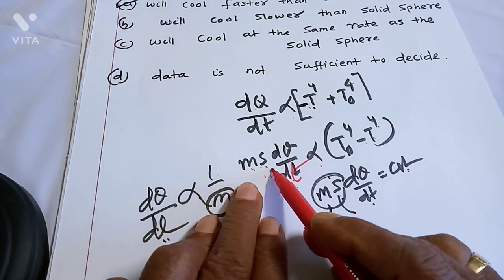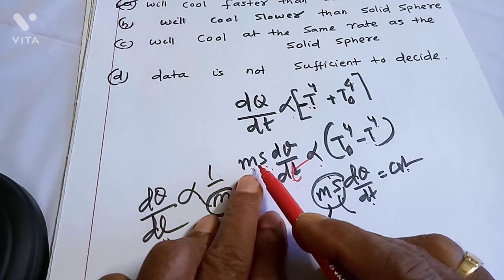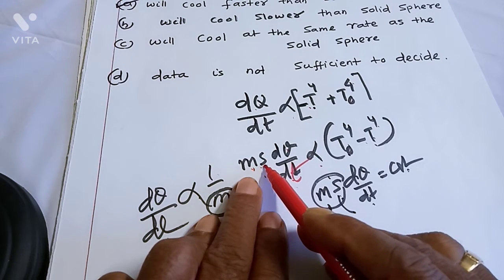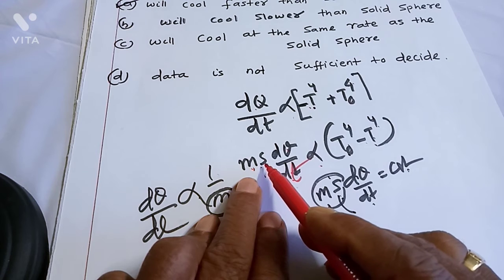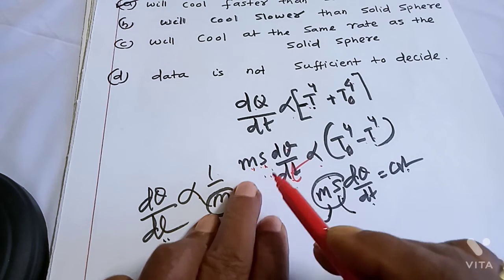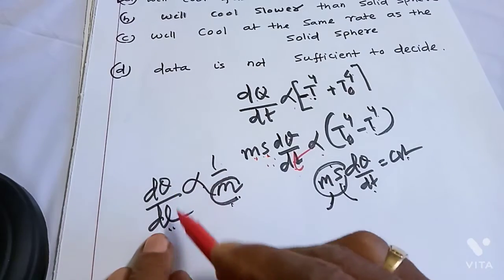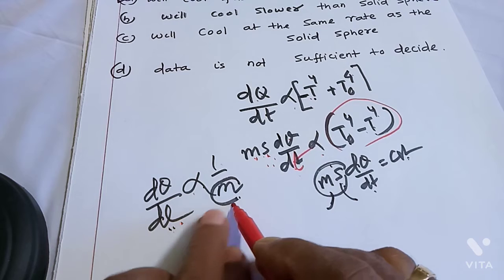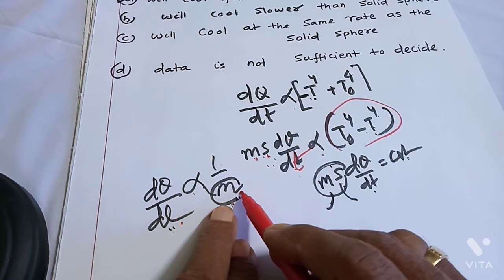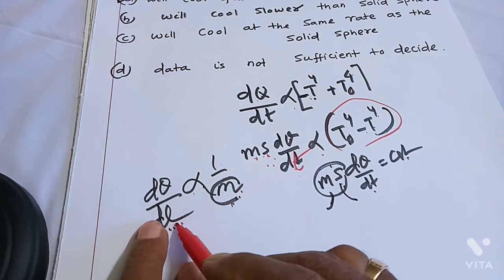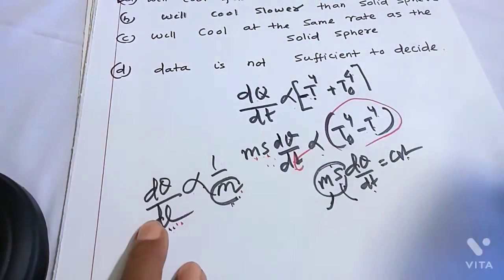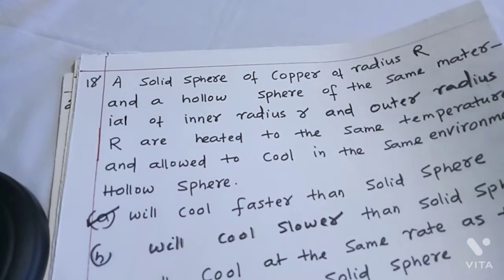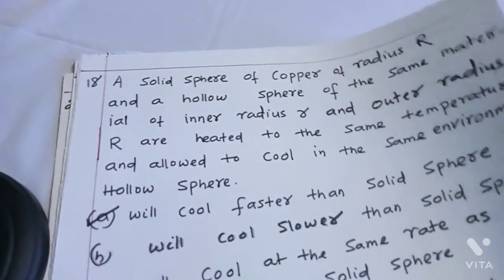Now, in our case, the mass of the solid sphere and the mass of the hollow sphere are not the same, but they are of the same material. So because of this, the mass of the hollow sphere is less. Since they are of the same material, specific heat is the same. Variation of specific heat with temperature is ignored here. Now, since this is constant, d theta by dt is inversely proportional to mass. Since the mass of the hollow sphere is less, d theta by dt is large, that is, the rate of cooling is large for the hollow sphere. Hence, the hollow sphere will cool faster than the solid sphere.